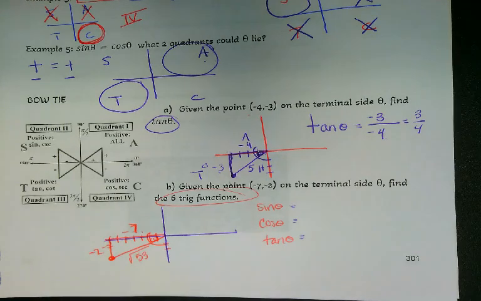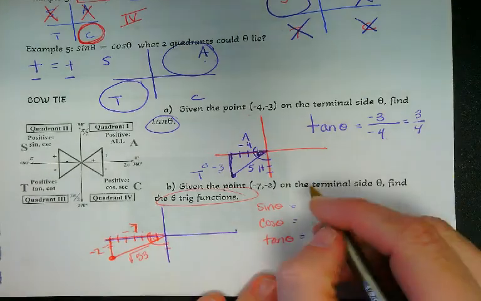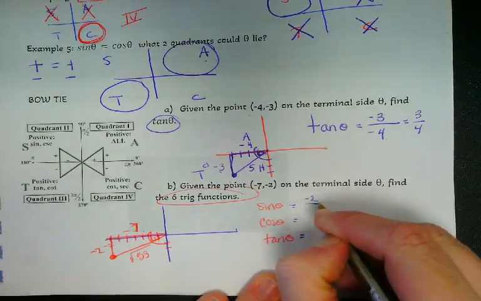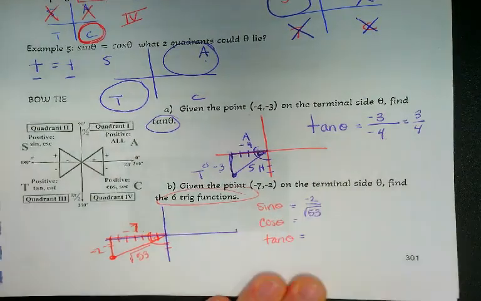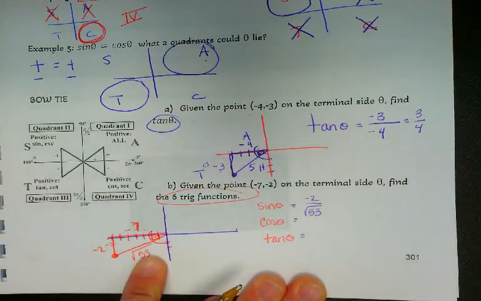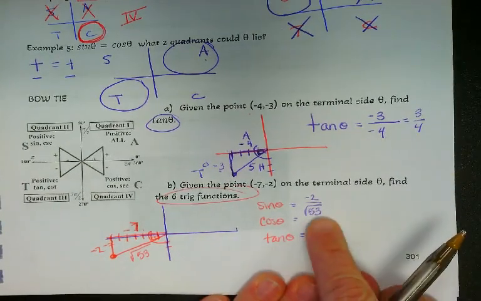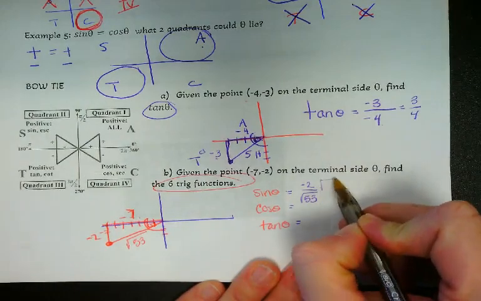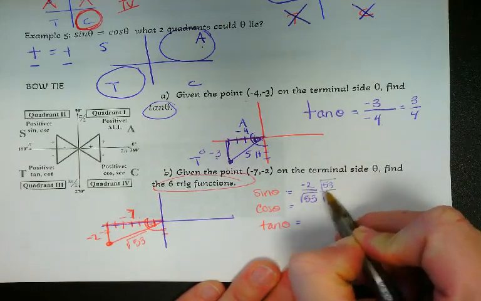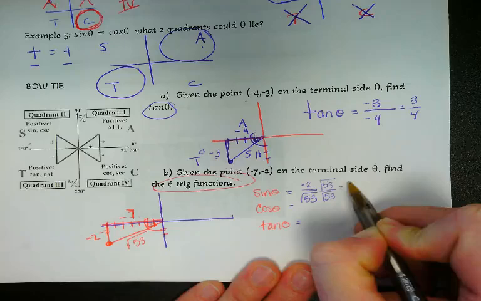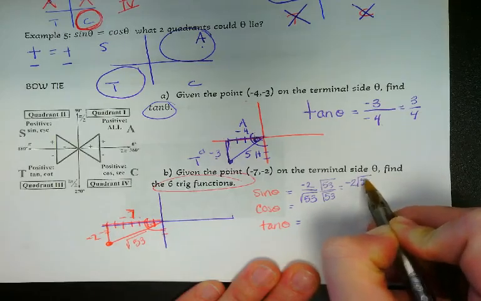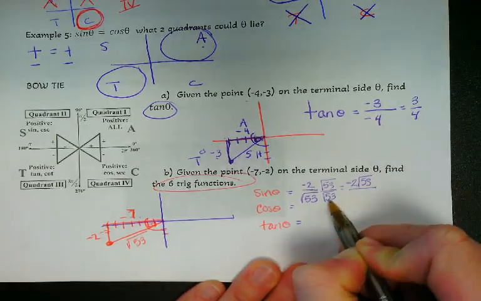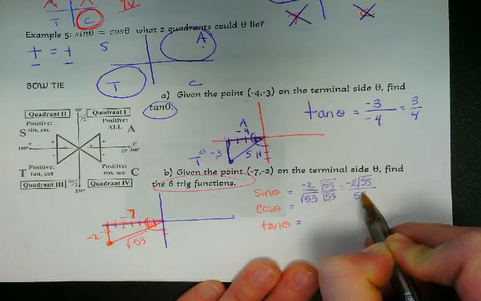What do you have for sine? Negative 2 over the square root of 53. Sounds good to me. Opposite over hypotenuse. Now, what can't we leave on the bottom? The square root. So all we do is we multiply the top and bottom by square root of 53. So we should get negative 2 root 53, and any root times itself is just itself, 53.